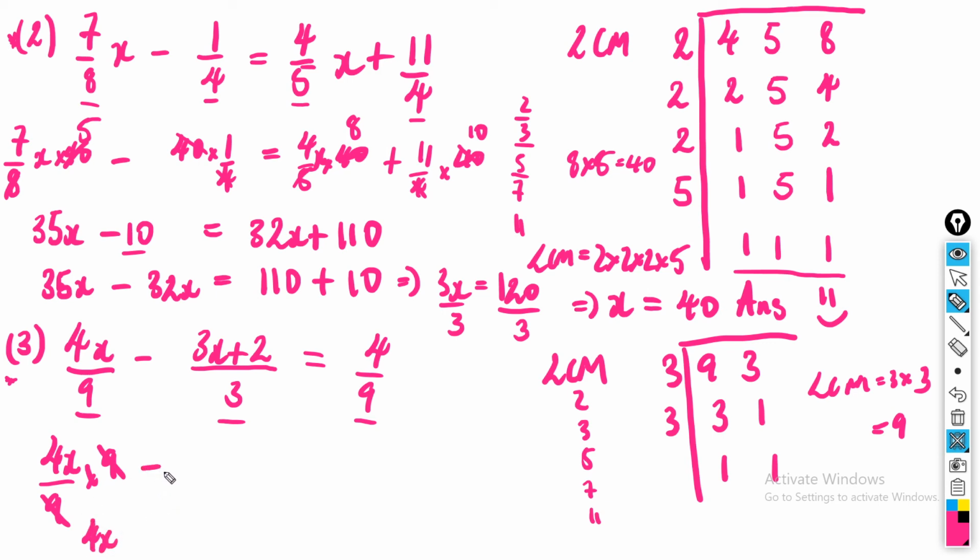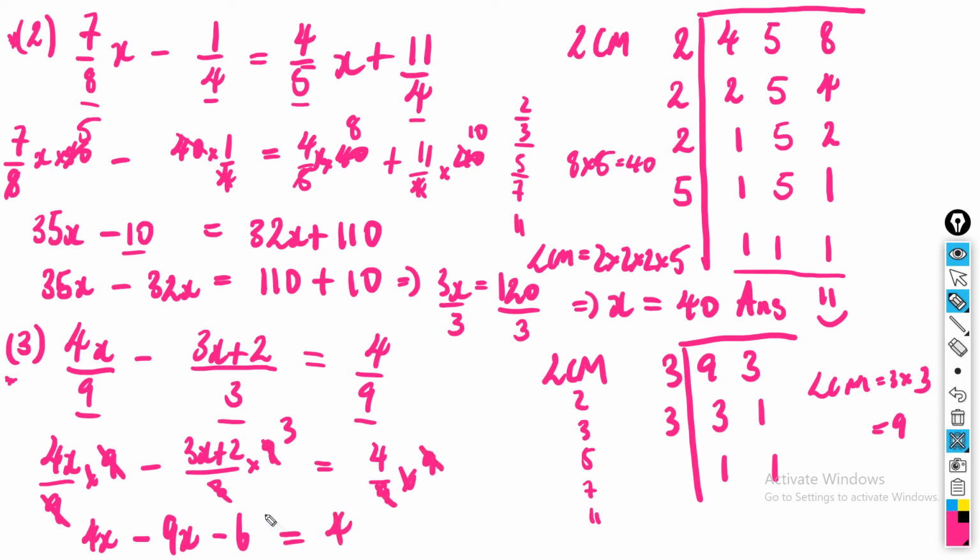Then we're going to have negative 3x plus 2 over 3 times 9. This 3 goes into this 9 3 times. So we're going to end up with negative 3x minus 2 times 3. So we're going to end up with negative 9x, right? Minus 6. That's what we're going to get for this here. And then this is going to be equal to 4 over 9 times 9. And this 9 will cancel this 9, equals 4, right?